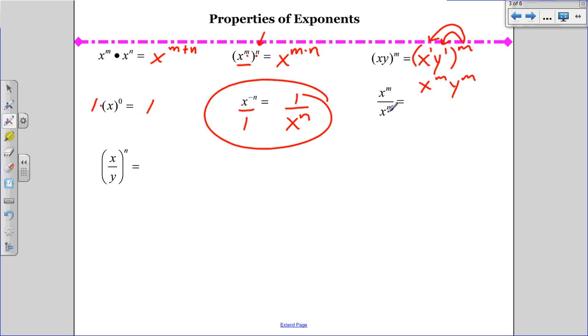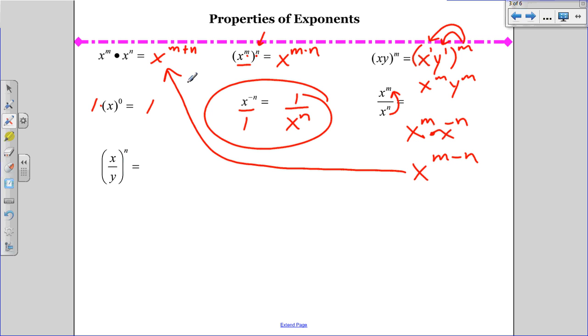So what we want to do here is take this n, move it upstairs and make it negative. So this is x to the m power times x to the negative n, which is really x to the m minus n. Because notice here, with the bases that are the same, we add exponents. Well, if we add a negative, it's the same thing as subtracting. So that's a lot like this example up here.